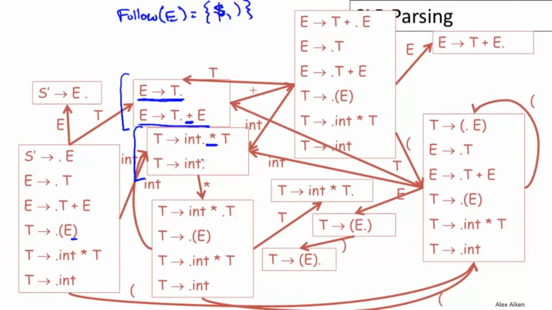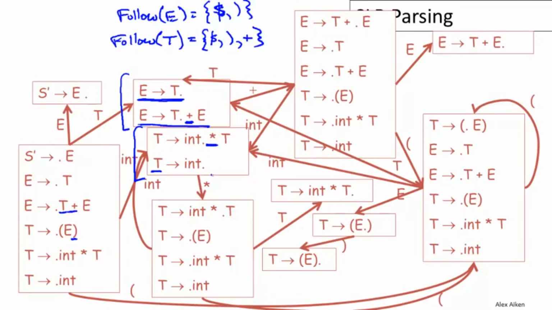The situation is similarly improved for the other state. Here we're going to shift if there's a times in the input, and we're going to reduce if the input is in the follow of T. And what is the follow of T? Recall we computed this a long time ago, and I'll just tell you: it includes everything in the follow of E. So $ and closed paren are in the follow of T, but also plus is in the follow of T, because of this usage in the grammar where plus appears immediately after T. But those are the only things in the follow of T.